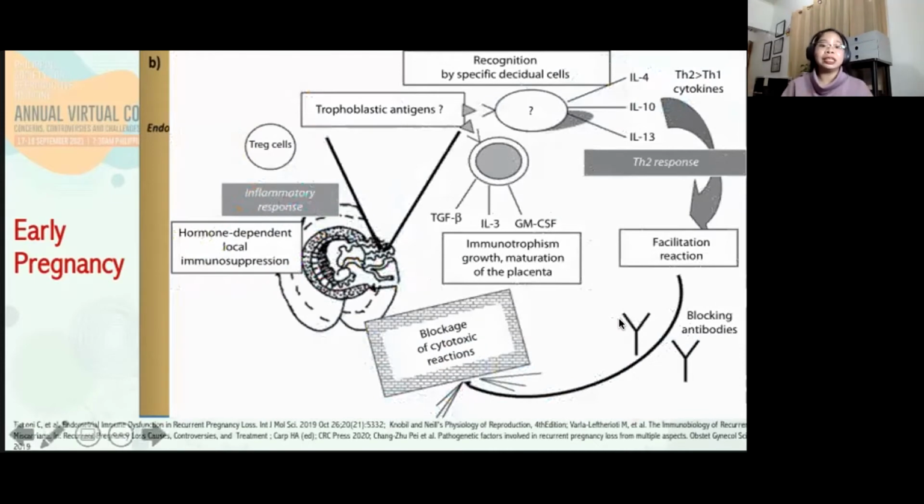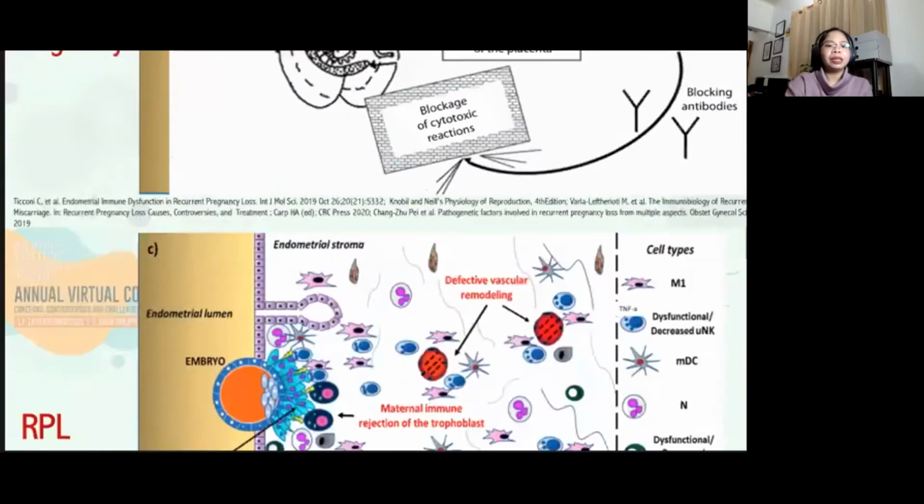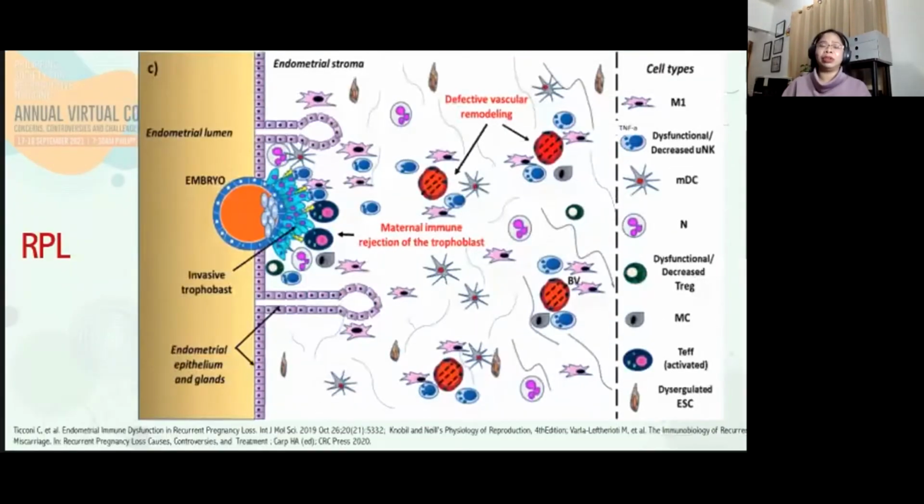Now, all of these changes in the immune system of a normal pregnancy shift the Th1, Th2 equilibrium to a Th2 dominance. With Th2 dominance, there is an increase in the production of anti-inflammatory cytokines IL-4, IL-5, IL-10, and IL-13. This Th2 response facilitates the blockage of cytotoxic reactions, thereby creating an intrauterine environment that is conducive for embryonic growth and development. Now, what happens in the decidua of a patient with recurrent pregnancy loss?